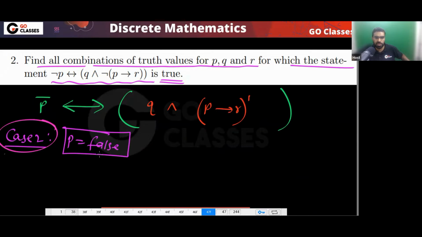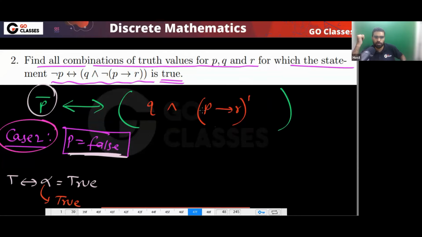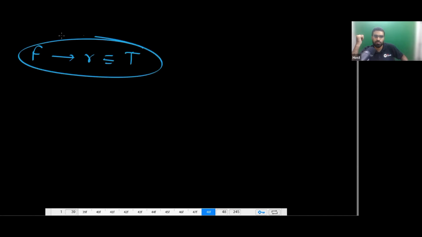In case 2, what are you doing? P is false. If P is false, then this will be true. True implies alpha is true. What should alpha be? Alpha should be true. Sorry, P is false. So what is false implies R? That is true. False implies R is true.